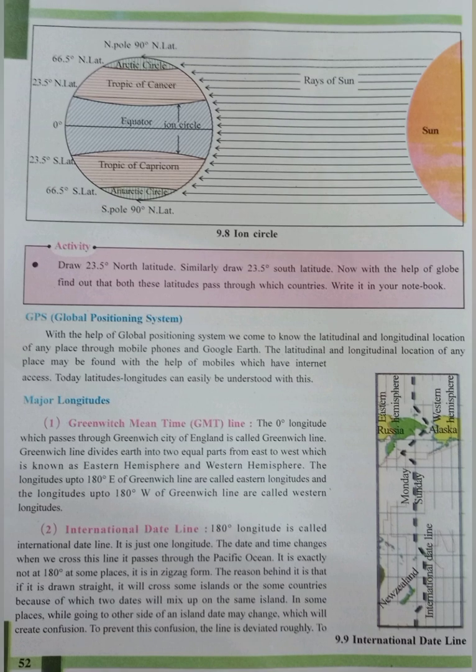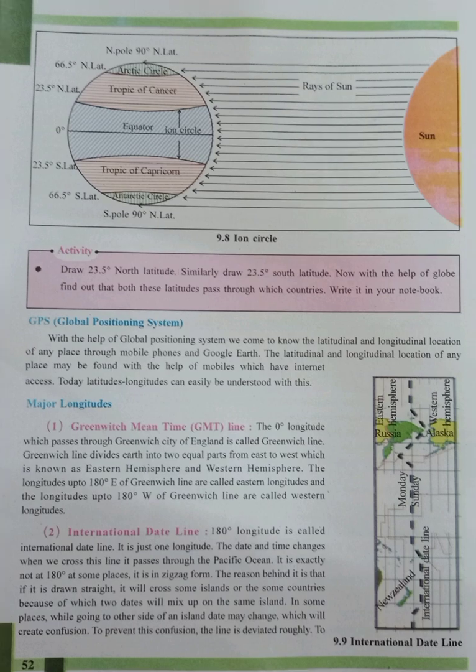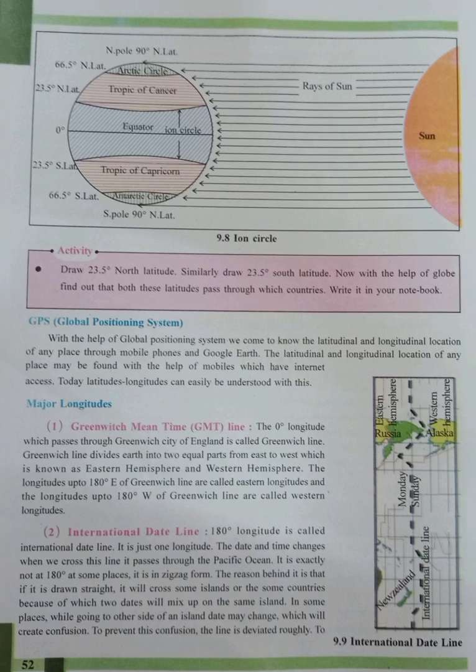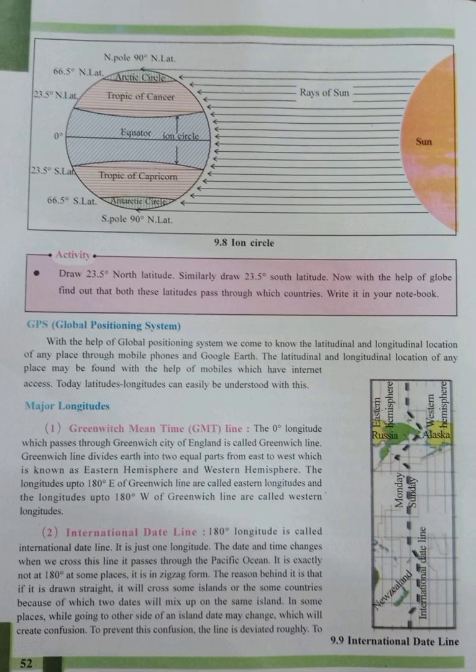Second, International Date Line. 180 degree longitude is called International Date Line. It is just one longitude. The date and time changes when we cross this line. It passes through the Pacific Ocean. It is not exactly at 180 degree at some places. It is in zigzag form.